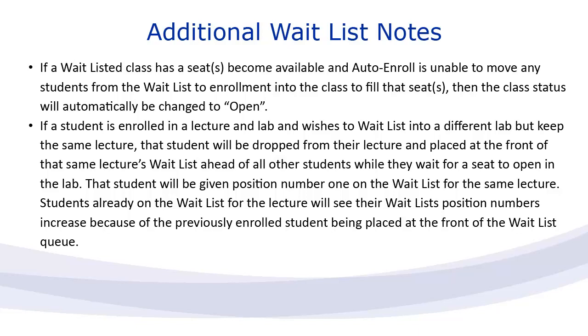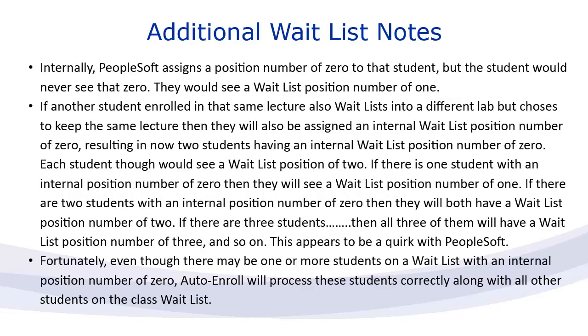If a student is enrolled in a lecture and lab and wishes to waitlist into a different lab but keep the same lecture, that student will be dropped from their lecture and placed at the front of the same lecture's waitlist, ahead of all other students while they wait for a seat to open in the lab. That student will be given position number 1 on the waitlist for the same lecture. Students already on the waitlist for the lecture will see their waitlist position numbers increase because of the previously enrolled student being placed at the front of the waitlist queue. Internally, PeopleSoft assigns a position number of 0 to that student, but the student would never see that 0. They would see a waitlist position number of 1.